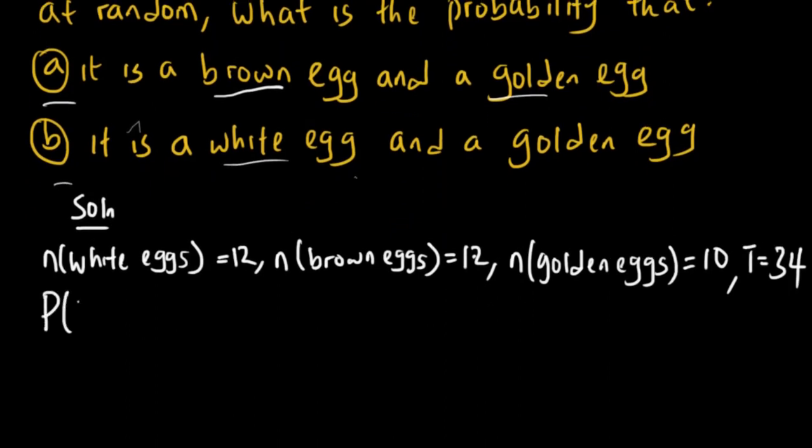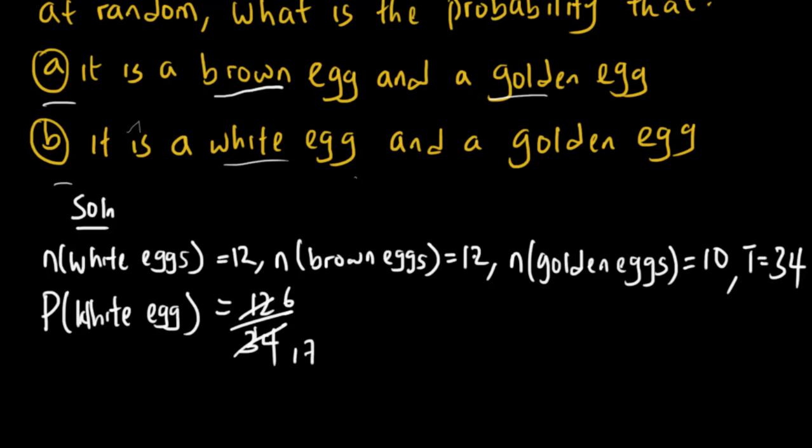So we have the probability of choosing a white egg. That will be the number of white eggs, that is 12, all over the total eggs, that is 34. So we have 12 over 34. 2 into 6, 2 into 34 is 17. So we have 6 over 17. Do you understand? So let's do the next one.